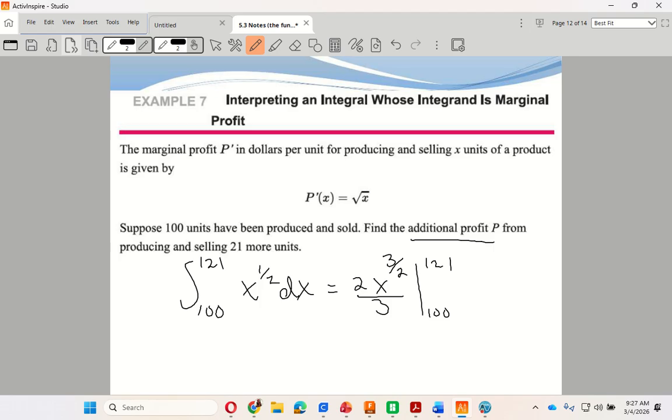Now I can do what with it? Can we just put it in the calculator? Yeah. Especially for these ones, because I don't want to actually take 121 to the 3 halves. For 100 to the 3 halves, the square root of 100 is 10, 10 to the 3rd power is 1,000, 1,000 times 2 is 2,000, over 3. And then the top would be 11 to the 3rd power, which I don't know.